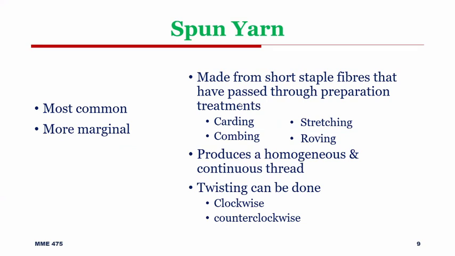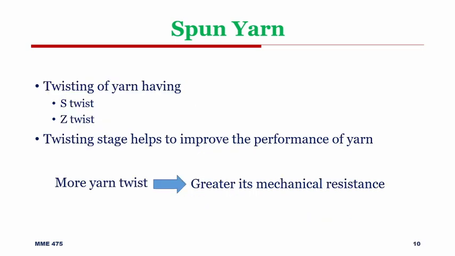Hi, my name is Ridoy Shaha, roll 42. The first manufacturing process is spun yarn, which is the most common, made from short staple fibers that have passed through the preparation treatment: carding, stretching, combing, and roving. These are the methods for producing spun yarn, a homogeneous and continuous thread. In spun yarn, twisting can be done clockwise or anti-clockwise. Twisting of yarn having the S twist or Z twist helps to improve the performance of the yarn. When more yarn twist is done, greater mechanical resistance will be found.